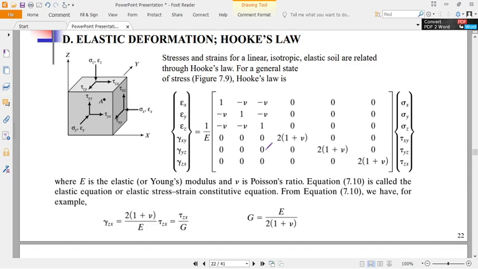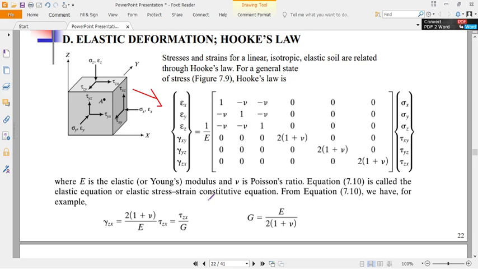So normally, if you remember from our expression, how do we move from this to that? The stress and strains for linear isotropic elastic soil are related through Hooke's law, and this is what we call the constitutive equation or model. Is that okay? A model which relates strains to stress, because strains are a result of stress.